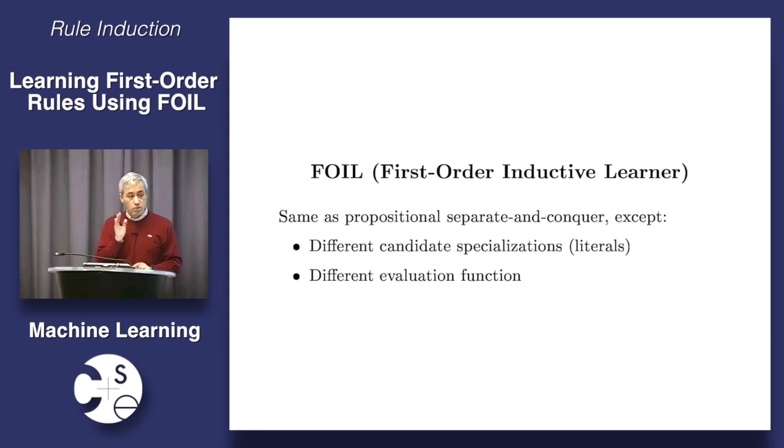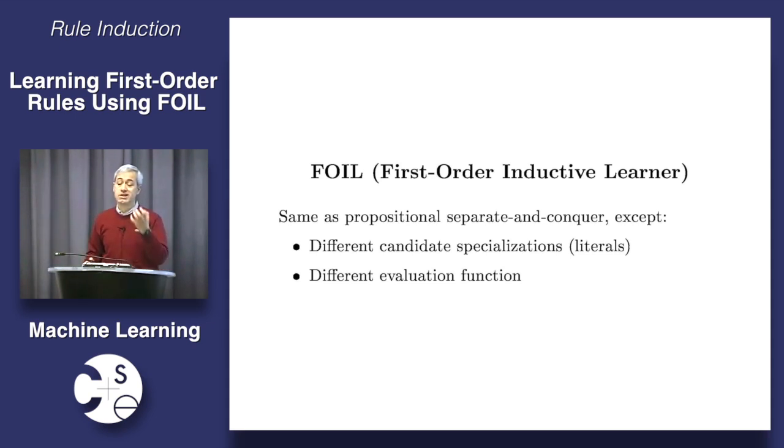So, what is Foil going to be? It's going to be the same as our propositional separate and conquer method, but with two key differences. What are those two key differences? Well, think about the following. What we did when we were doing propositional induction was we looked at all the possible antecedents, right? We tried adding each one and then saw which one works best, right? But we can still do that here.